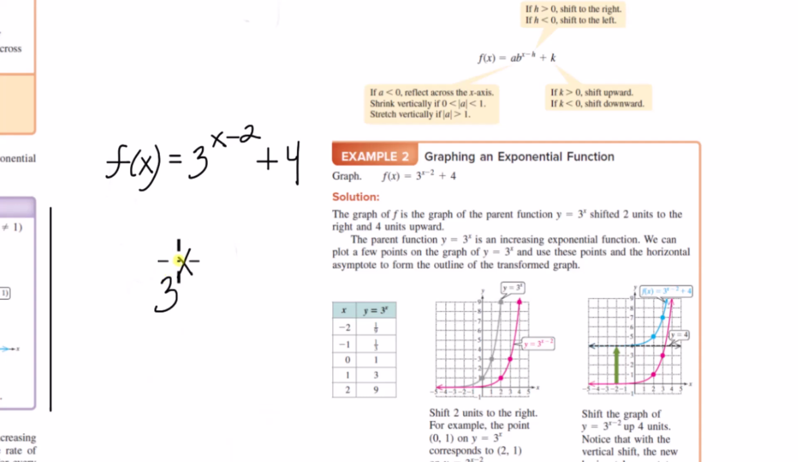So the new asymptote is going to be y is equal to 4. And the new y-intercept is going to be what? So instead of 0, 1, it's going to be 2, 5. It's been shifted to the right 2. I think I said left, to the right 2 units in the positive direction.